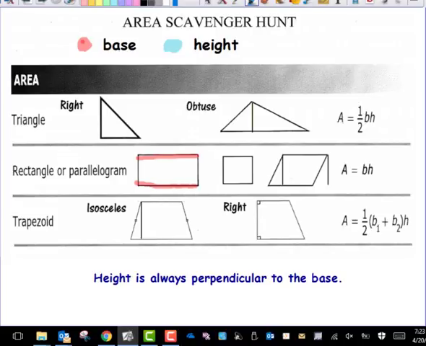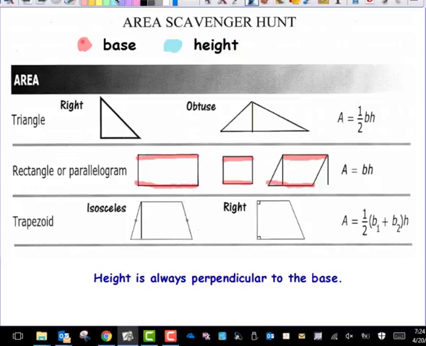And in the square, we have one base and we have two bases. Again, it's the horizontal line on a shape. And on our parallelogram, we have one and we have two. There's our two bases. So now I'm going to switch colors because we're going to talk about our height.